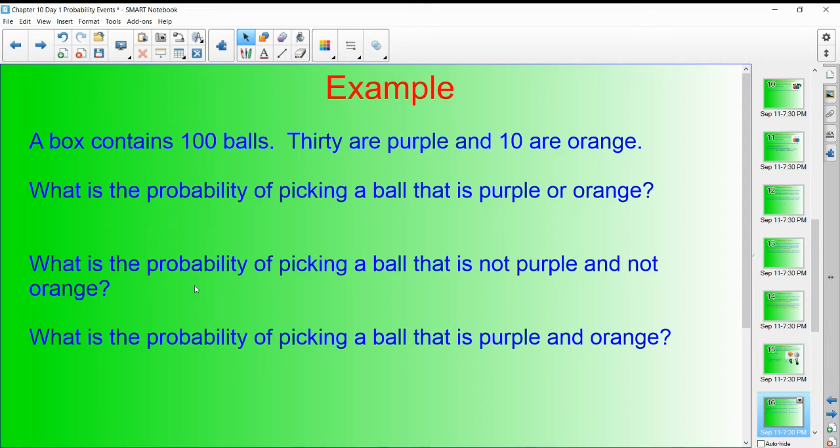So now your turn to try a few of these. Pause the video, read, be careful, simplify your fractions if necessary, and show yourself that you can do this.